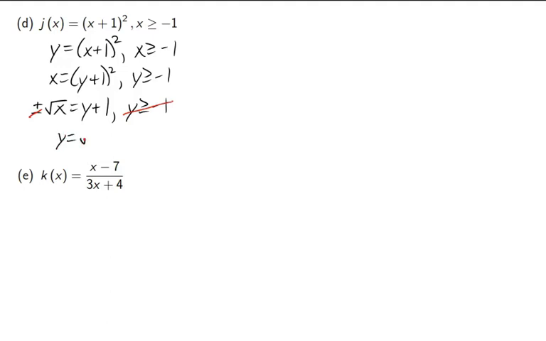Anyway, subtracting 1 from both sides, we get square root of x minus 1, and that's what I'll call the function j inverse of x.